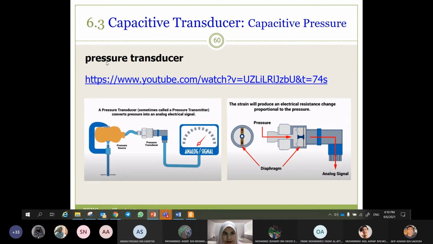This is an example of a pressure transducer. A pressure transducer, sometimes called a pressure transmitter, converts pressure into an analog electrical signal. Again, a strain gauge is applied here, producing an electrical resistance change proportional to the pressure.